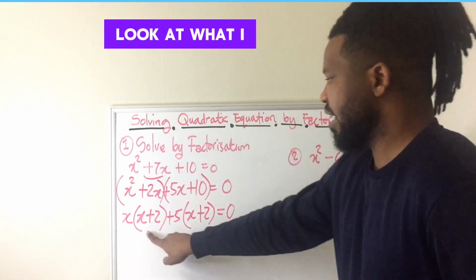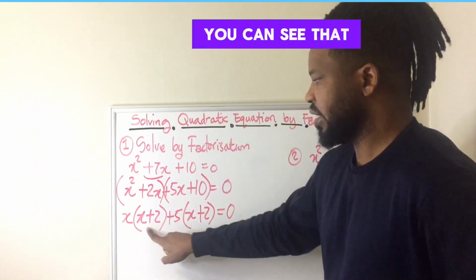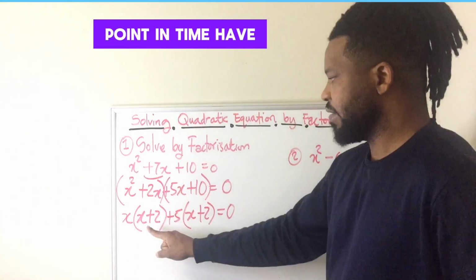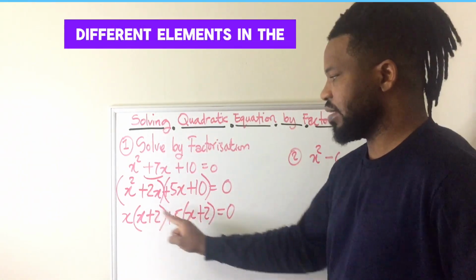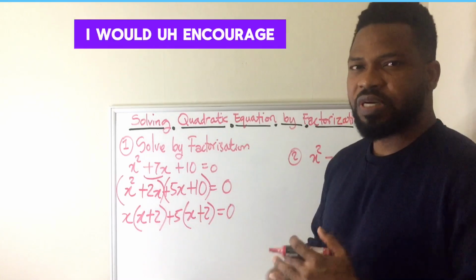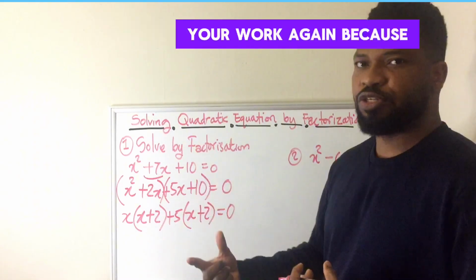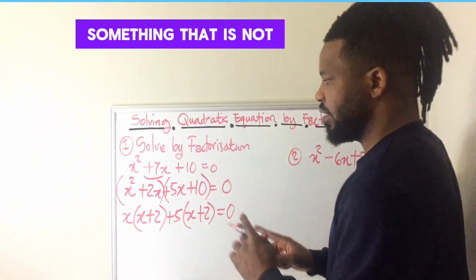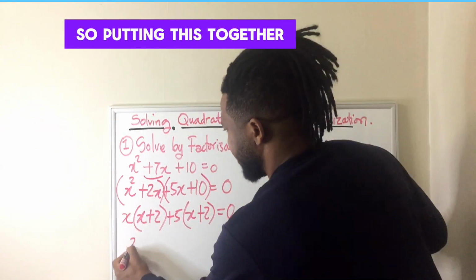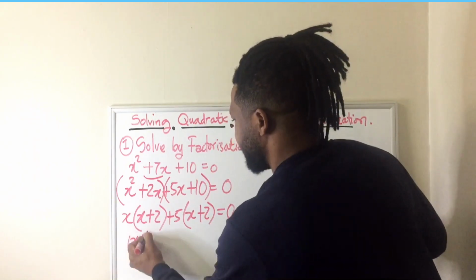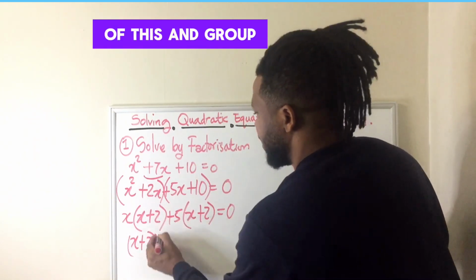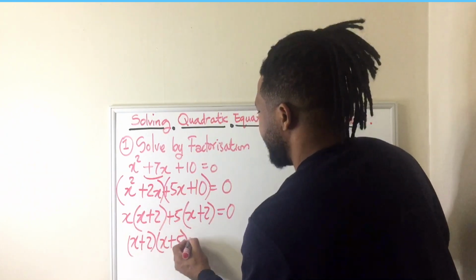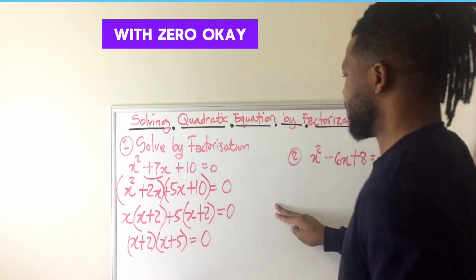Again, look at what I have in both parentheses. You can see that it's common. If at any point in time you have different elements in the parentheses, I would encourage you to revisit your work again, because you might be doing something that is not correct. So putting this together, I have x plus 2. I'm going to take one of this and group this together. That gives me x plus 5. And this leaves me with 0.